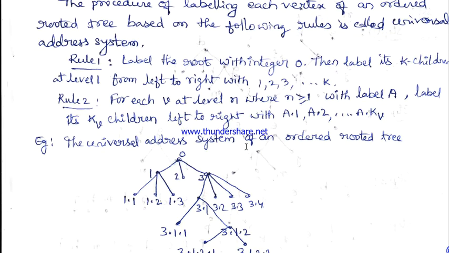As I told you already, according to the universal address system of labeling vertices of an ordered rooted tree, the root vertex is designated 0. Because in this graph there are 3 children from left to right in the order, they are labeled 1, 2, 3. Now look at the label 1. Because the vertex with label 1 has 3 children, again from left to right order, the vertices are labeled as 1.1, 1.2, 1.3. There are no children at 2, it is a leaf.